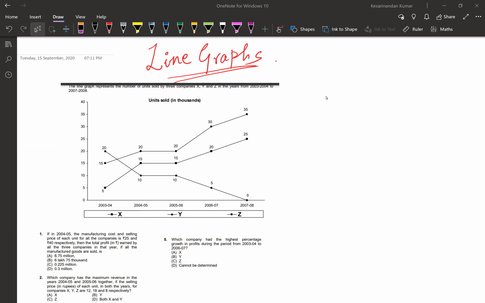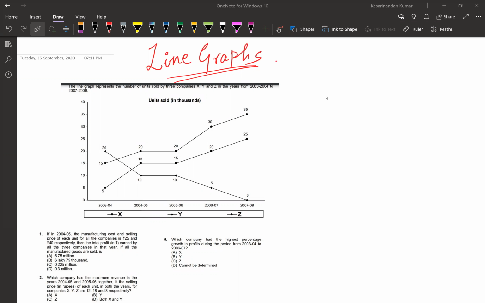So what you can have in exams is a combination of two or three graphs as well. Like you can have a bar graph, a line graph, and a pie chart, a combination of three, and you can be asked questions on all of this. The only thing is how quickly you can interpret the data.